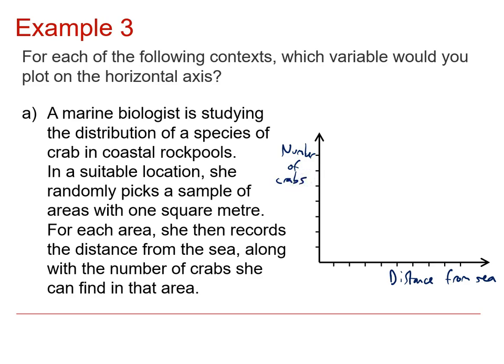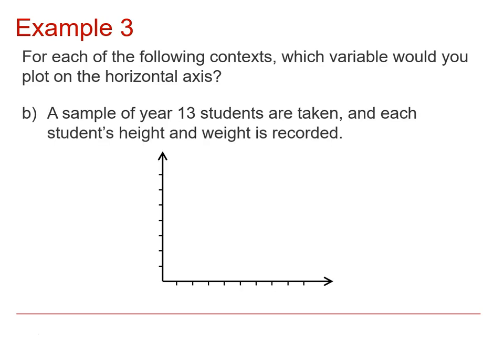on the vertical. A sample of Year 13 students are taken and each student's height and weight is recorded. It is of course random on random, neither variable is controlled. But intuitively we might think about this and think we cannot control our own height, but we can control our weight. So we probably would put height on the horizontal axis and weight on the vertical axis.